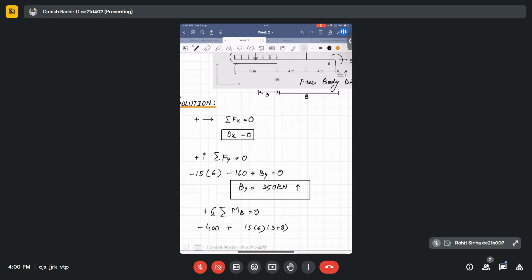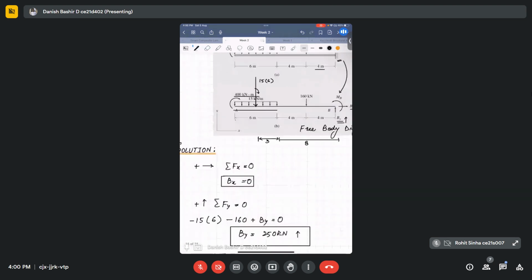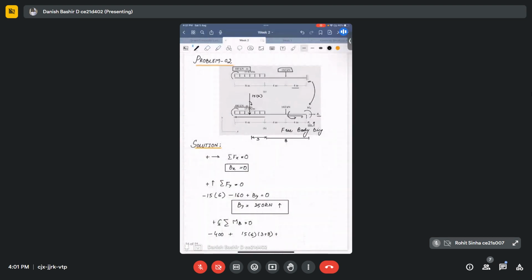Then we have 160. It's again creating an anti-clockwise moment at this point. So 160 times this distance, creating an anti-clockwise moment, so we have plus 160 and its lever arm is 4. Plus MB, again assumed to be anti-clockwise, is equal to 0. When you do this calculation, you will come up with MB equal to minus 1230 kilonewton meter.